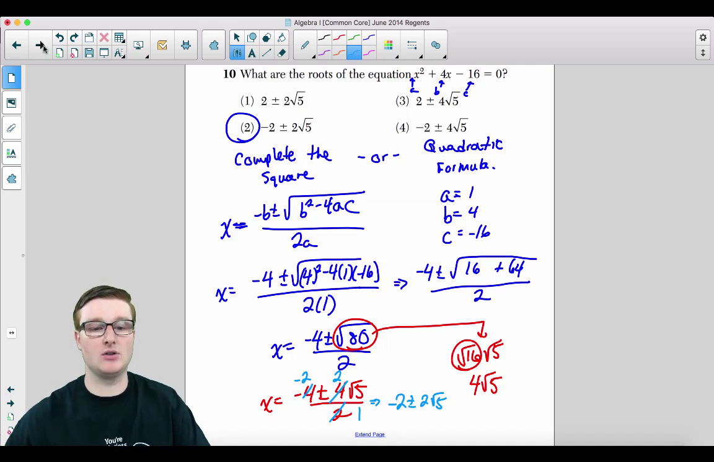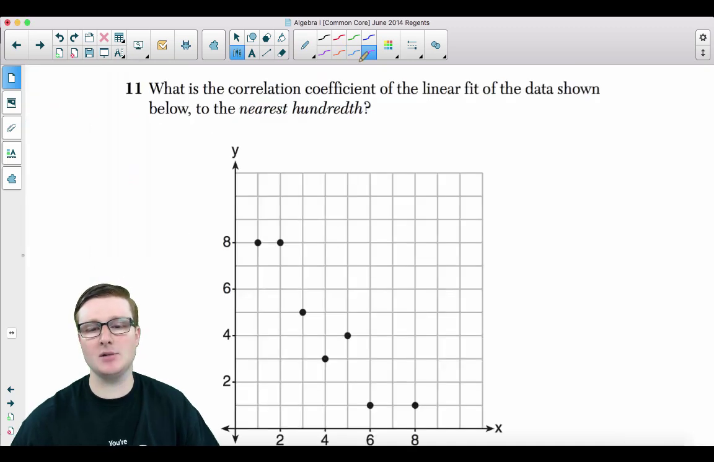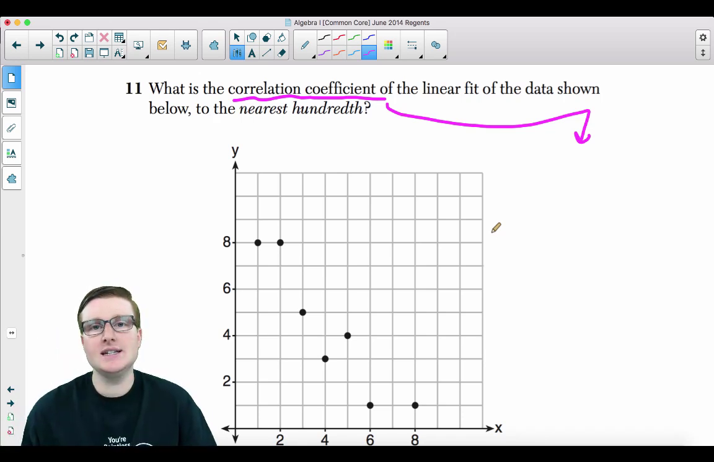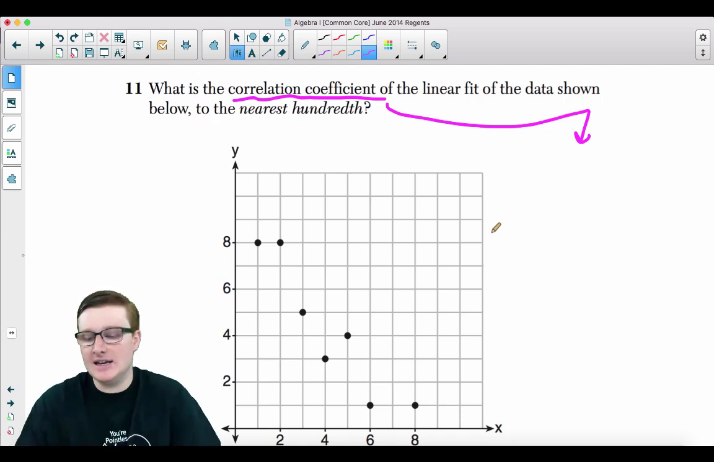Moving on to number 11, almost done. What is the correlation coefficient of the linear fit of the data shown below to the nearest hundredth? Okay, correlation coefficient. That's a vocabulary word that you need to remember, and you need to remember what it is. Correlation coefficient tells us how good the data is and how nicely I can fit a line in the data.